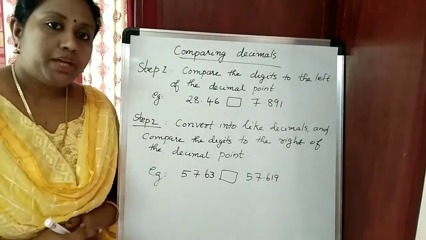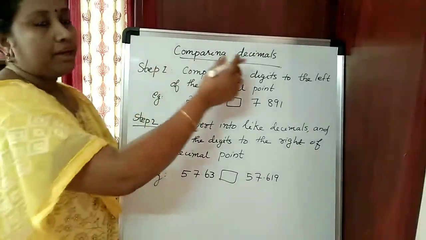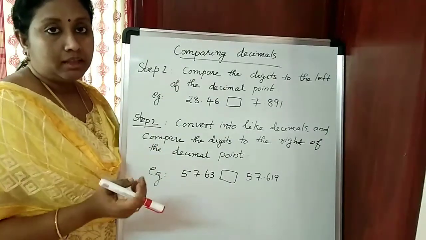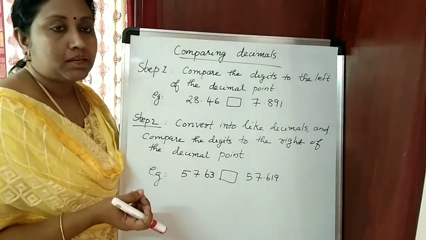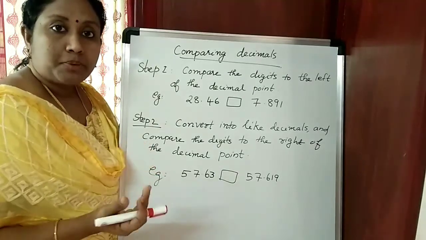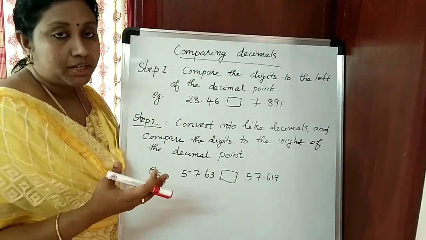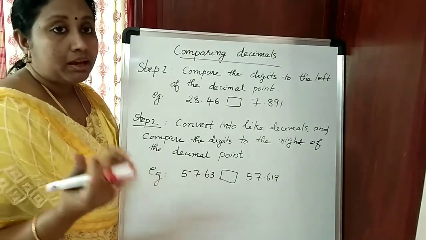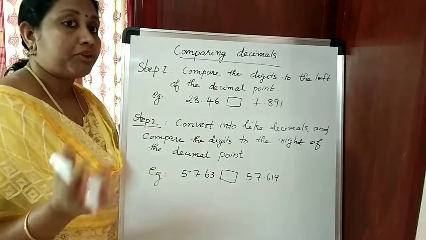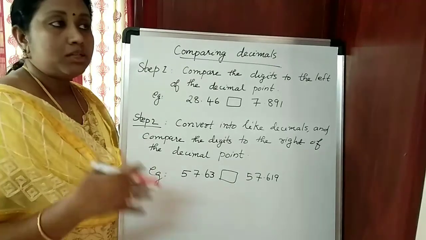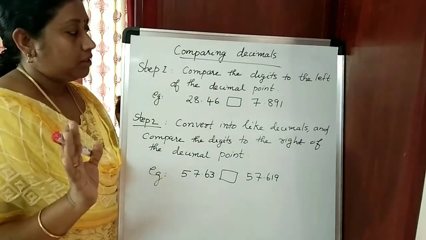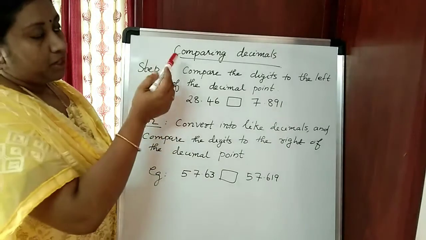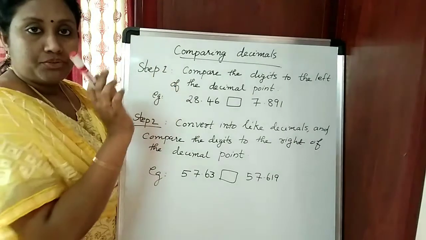Dear children. Today we are going to study comparing decimals. In the last class you already learned what decimals are, what the specialties of decimals are, the expanded form and short form of a decimal, and converting decimals to fractional form and fractional form to decimal form. You have studied all of these. Today's topic is comparison of decimals.